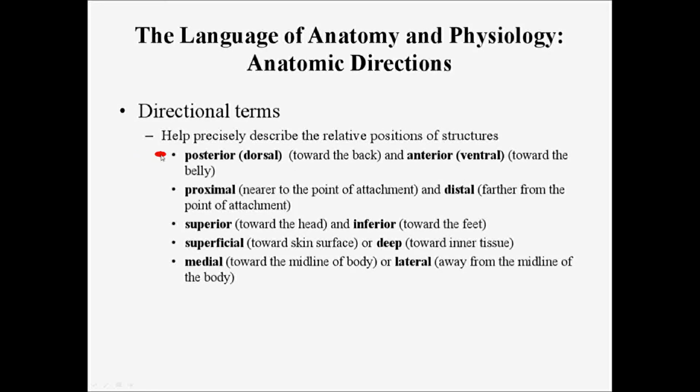The first two are posterior and anterior. Posterior means toward the back and anterior means toward the front or belly. You can see these terms that are in parentheses. They are used interchangeably in bipedal organisms. Next is proximal and distal. Proximal means closest to the point of attachment, and distal means further from the point of attachment. These are most often used with the appendages, the arms and legs.